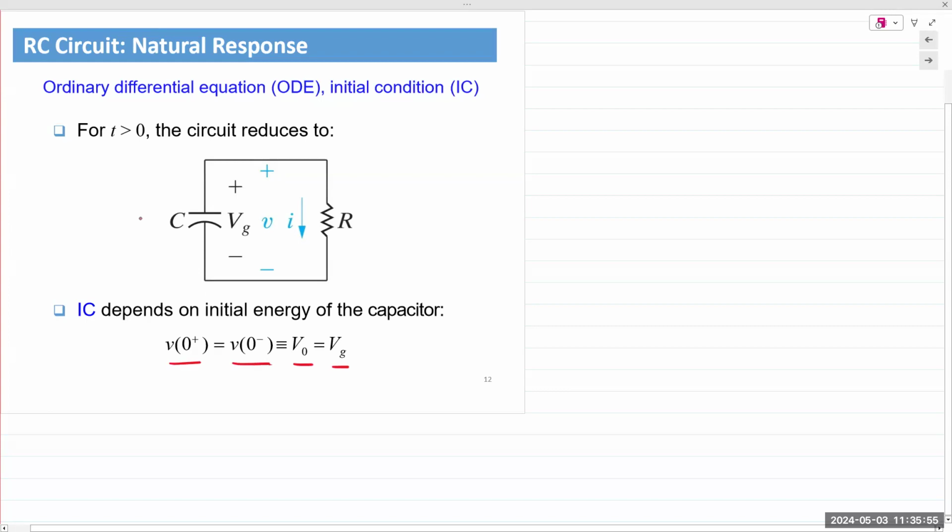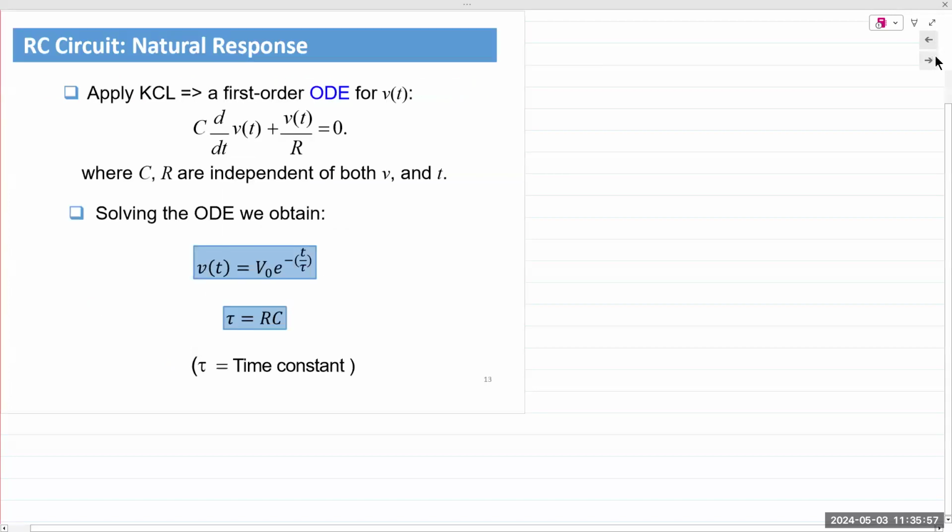Then we analyze the circuit, we apply KCL. Apply KCL, we get IC plus IR equals 0. Ignore the signs. Plug in the equation, we get C dV over dt for the capacitor current, and V over R for the resistor current. We solve that first order differential equation, and the solution is exactly the same as what we obtained for the inductor.